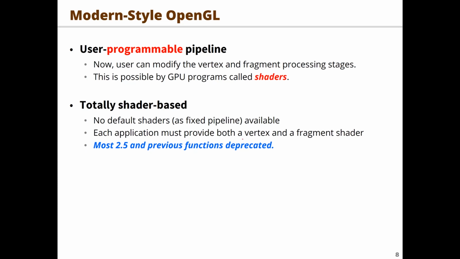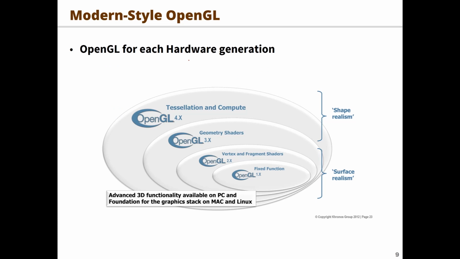So you should write vertex and fragment shaders. And next, most of the 2.5 or previous functions are deprecated. Not all of them, but most of them are deprecated. So if you use a deprecated function, then nothing happens. Okay.